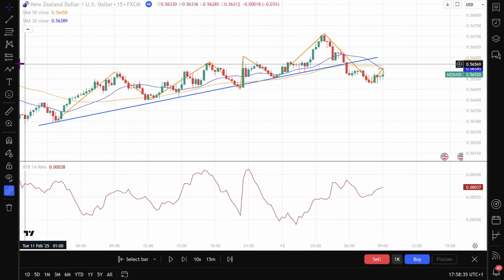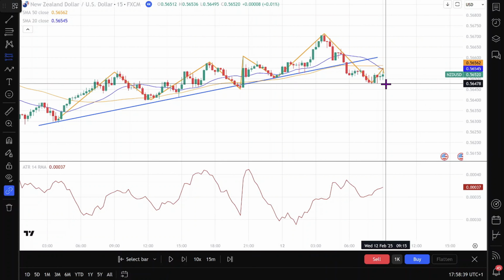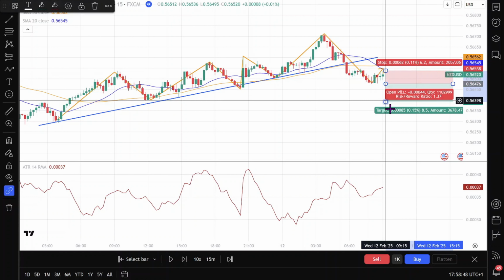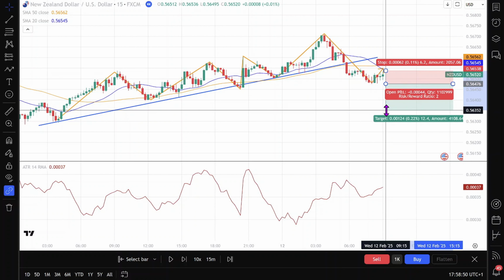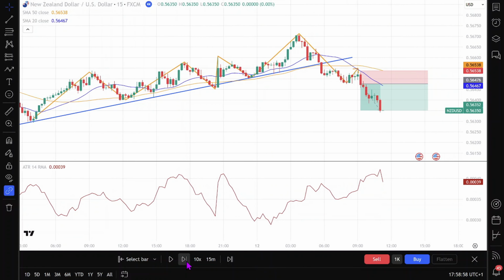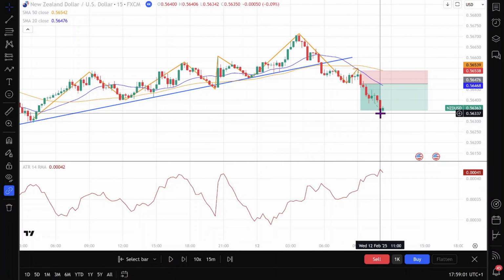We can therefore open a short position at the break of the pivot low by putting our stop loss above the pivot high and a risk-reward ratio equal to 2. Let's see how the price reacts. It goes down and reaches our take profit.